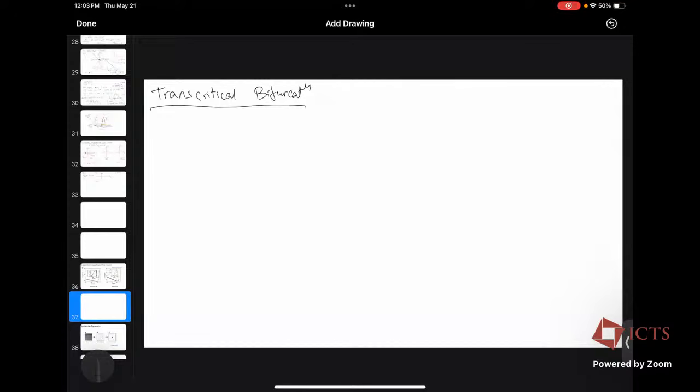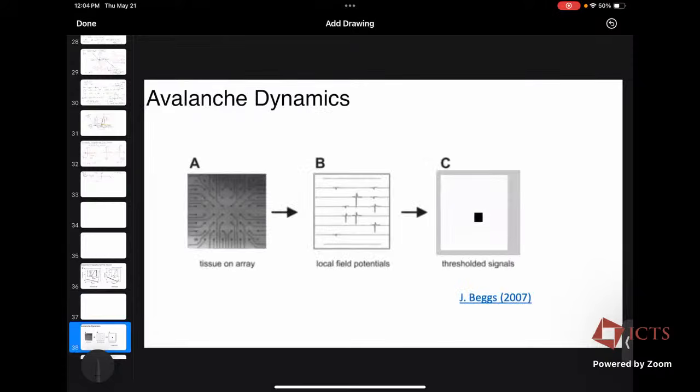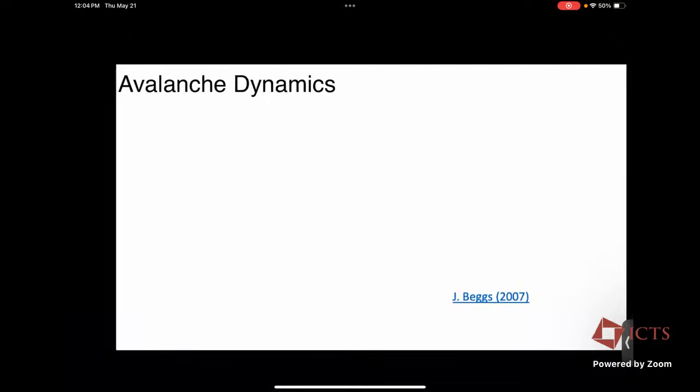Let's not worry about the jargon in the dynamical systems language. Let's try to motivate it from a neuroscience example, right? So let's say I'm interested in modeling what are called avalanche dynamics. So what are avalanche dynamics? Avalanche dynamics are basically something like this.